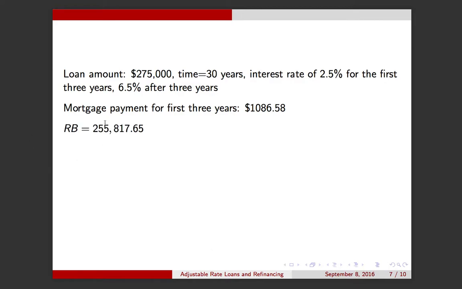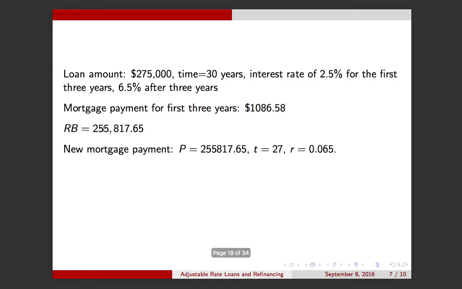The remaining balance after 3 years, the amount you still owe after 3 years, is $255,817. So when you find your new mortgage payment, you ask the calculator, with a new principal amount of $255,817, and again, decimal doesn't matter here. Sometimes it won't accept it. A new time span of 27 years, and now a new interest rate of 6.5%. The new mortgage payment will be what we just got, $1,677.